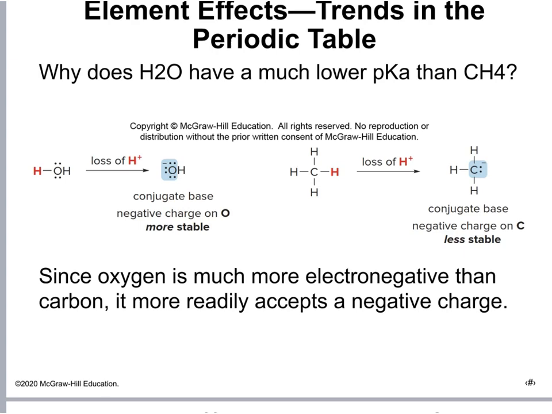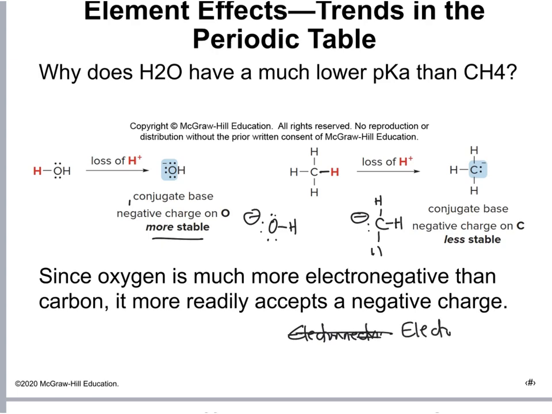So why does water have a lower pKa value than methane? So we draw the conjugate base. There's the conjugate base, OH minus. And then methane, when you lose that hydrogen. So we're comparing these conjugate bases. Well, there's no resonance structures. Remember, there's 4 factors. This one is the electronegative atom.